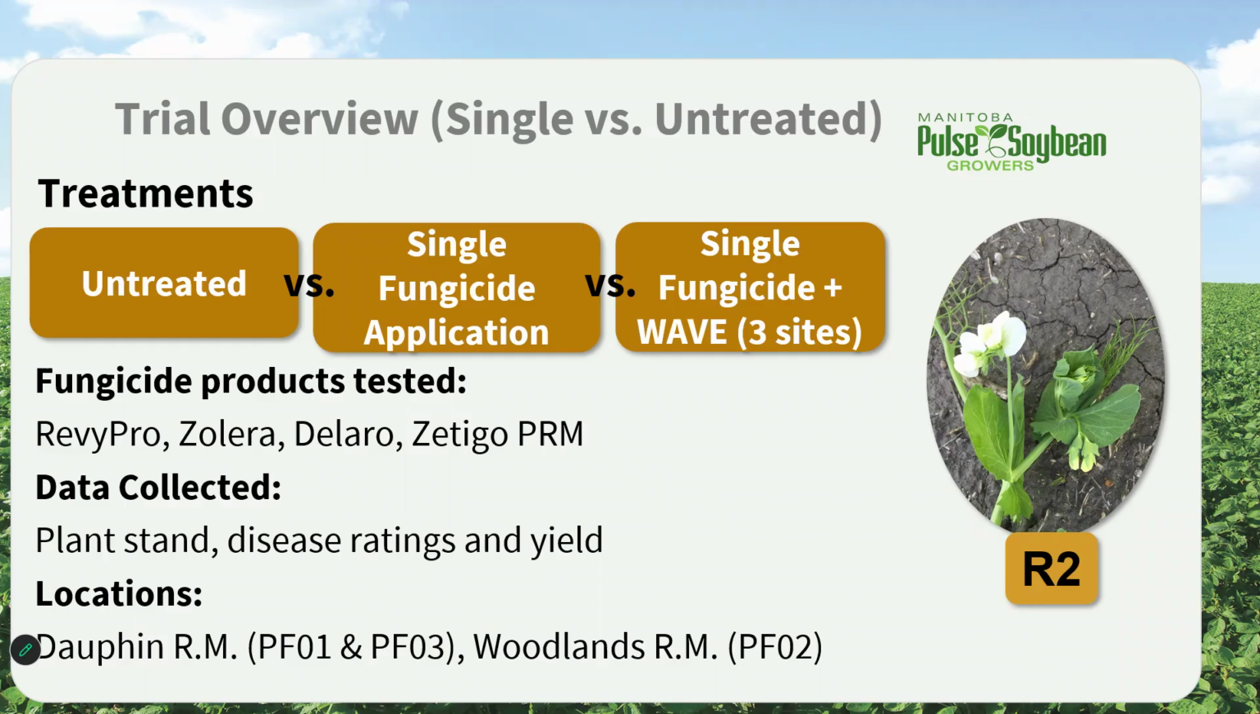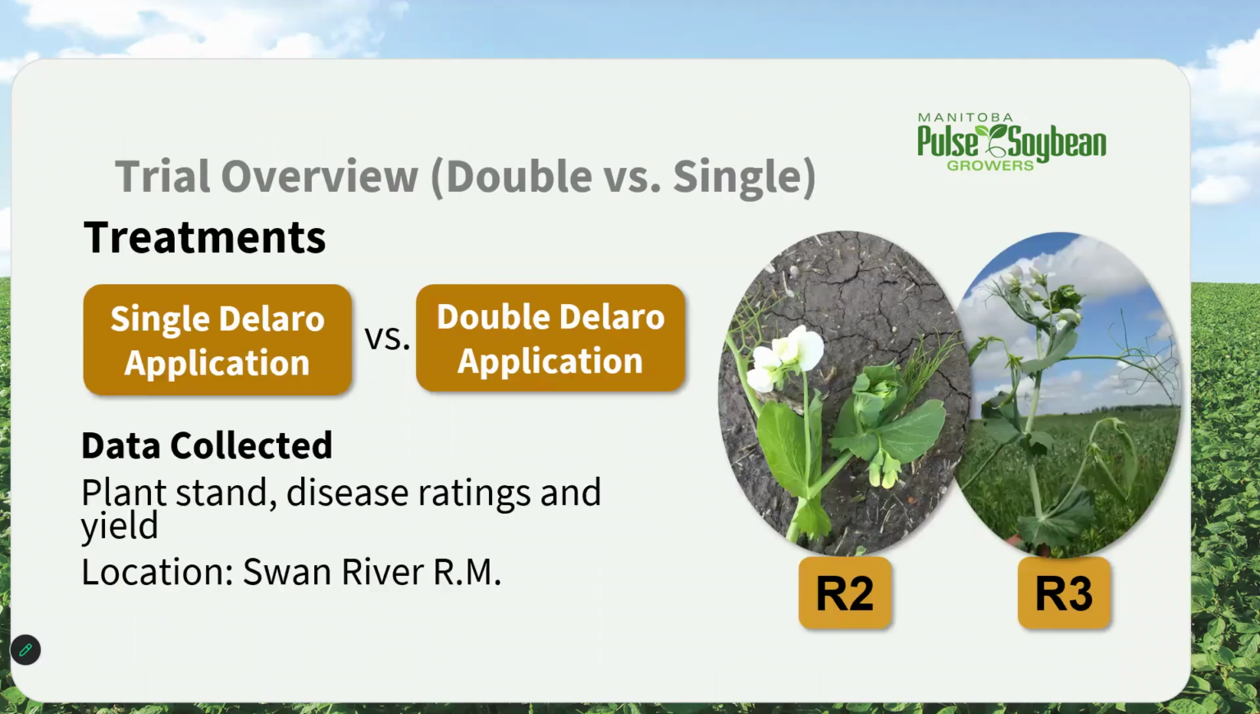We looked at ReviPro, Xelera, Delaro, and Zetigo PRM, and we collected plant stand, disease ratings, and yield data. And the 3 trials were located in Dauphin, RM of Woodlands. All of the single applications happened at the R2 stage, or early flowering.